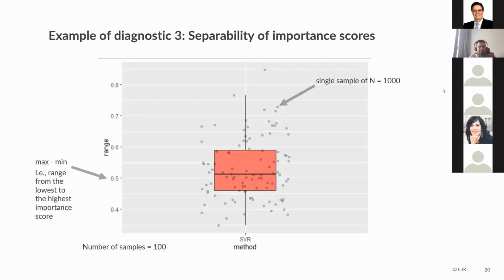The last diagnostic measure is separability. This box plot, based on fictitious data, shows the separability, the difference between the most and least important score for one scenario, for one method. Each dot is a difference between the highest and the lowest predictor importance scores for one sample. A single point corresponds to one replication from the simulation.